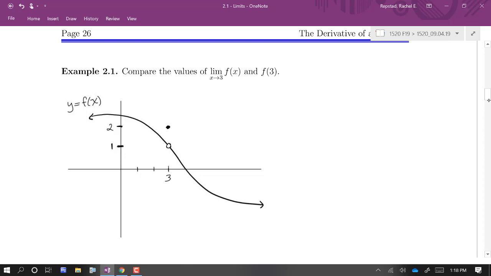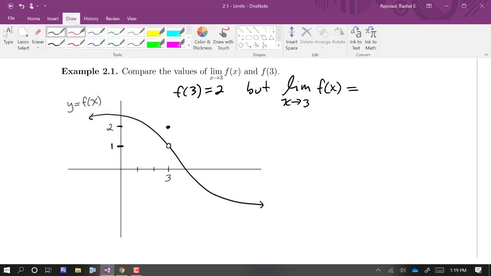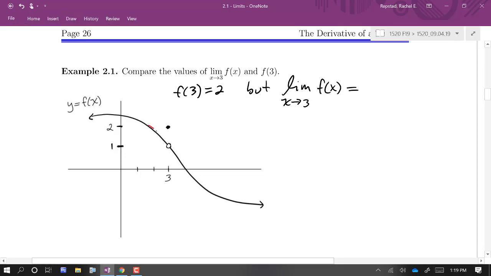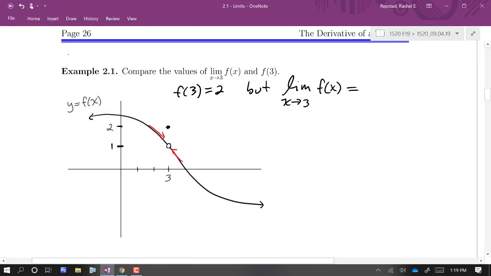So f of 3 is equal to 2. But what is the limit as x approaches 3 of f of x? Like, if I kind of trace along the graph and I let the x values creep up on 3 from either direction, what do my y values approach? 1.